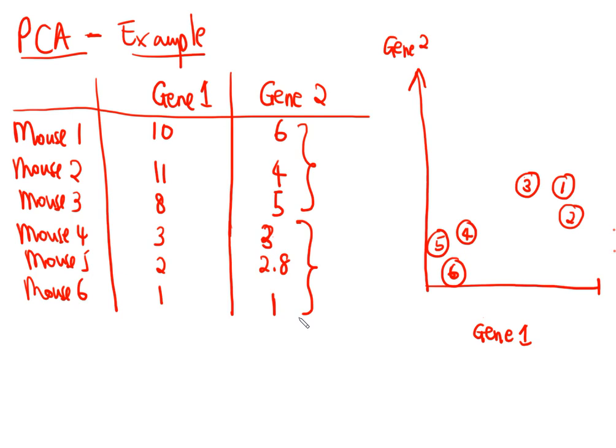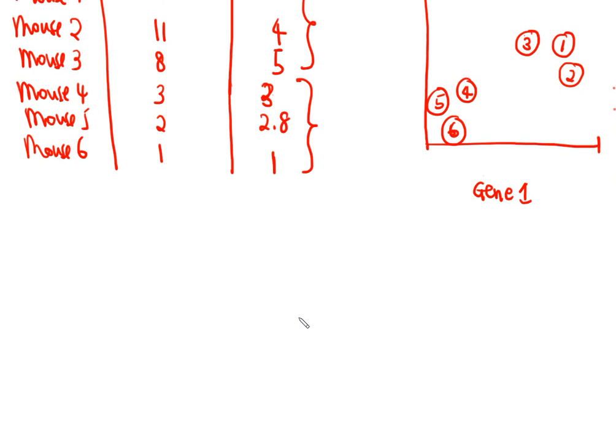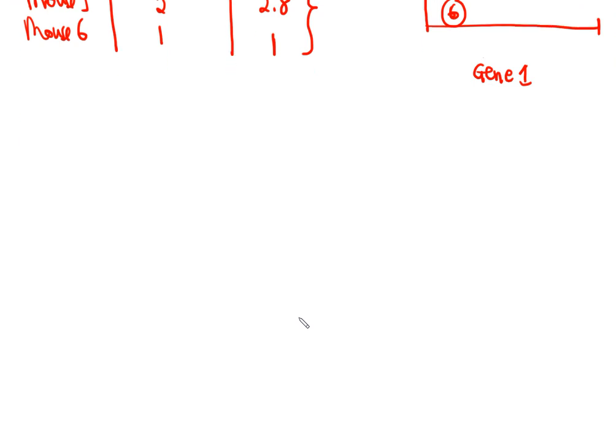PCA can tell us which mice are similar to each other, and which variables we used to determine that, which variables are important when we do this clustering. So let's do an example of this for PCA.